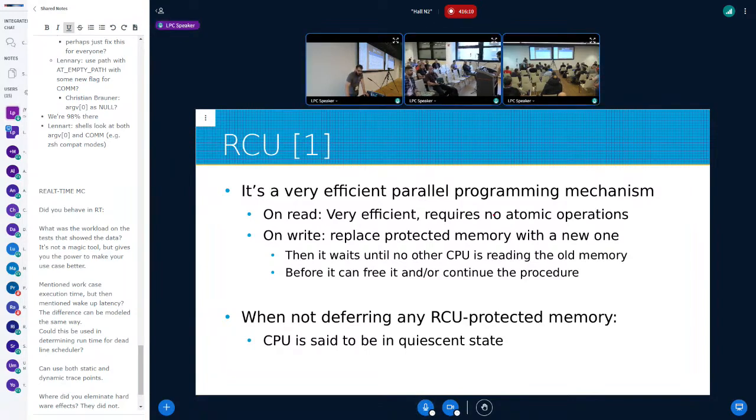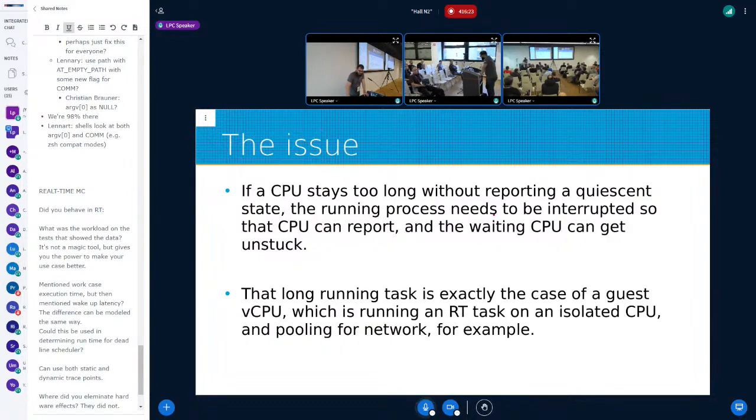When your CPU is not referring to or trying to use any RCU protected memory, it's safe to be in a quiescent state, as I mentioned before. The issue is that if a CPU stays too long without reporting a quiescent state, the other CPU that requested that grace period will be stuck. That's the case for the host, and that's the case also for the guest. And you can have a lot of latency on that workload, and that's not good.